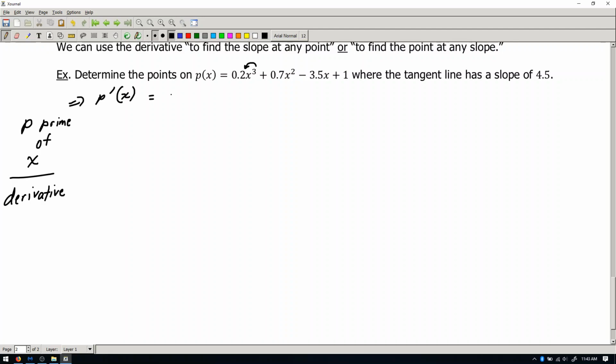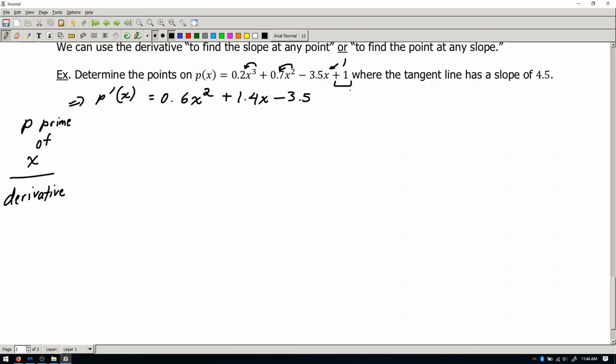Bring the 3 down and multiply by 0.2, you get 0.6. Subtract the exponent by 1, and you get 2. Bring this exponent 2 down, multiply by 0.7, you get 1.4. And you get x to the 1, or just x. Now, this exponent right here is a 1. So if I bring it down and multiply by 3.5, I still get 3.5. And then if I subtract 1 by 1, I get nothing. So I get a constant, negative 3.5.